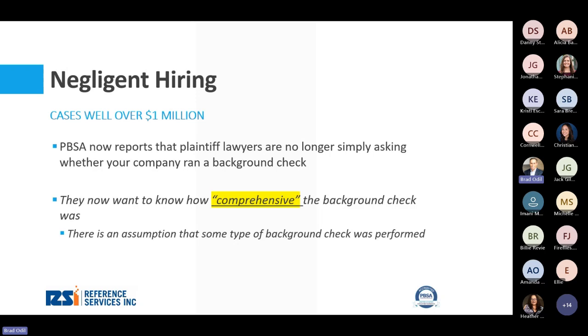And more importantly, they're also saying that these plaintiff lawyers are no longer simply asking the question of, did you run a background check? That's almost an assumption. But now they're asking the question of, what did you do? How comprehensive was that check? What did you really find out? And honestly, if you're not looking deep enough into the sources that are out there, then you're still putting yourself at risk for negligent hiring lawsuits, even though you're doing quote unquote a background check.